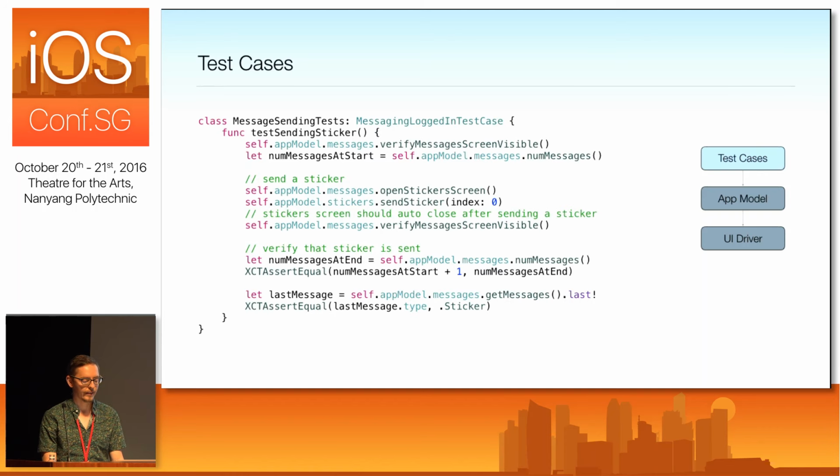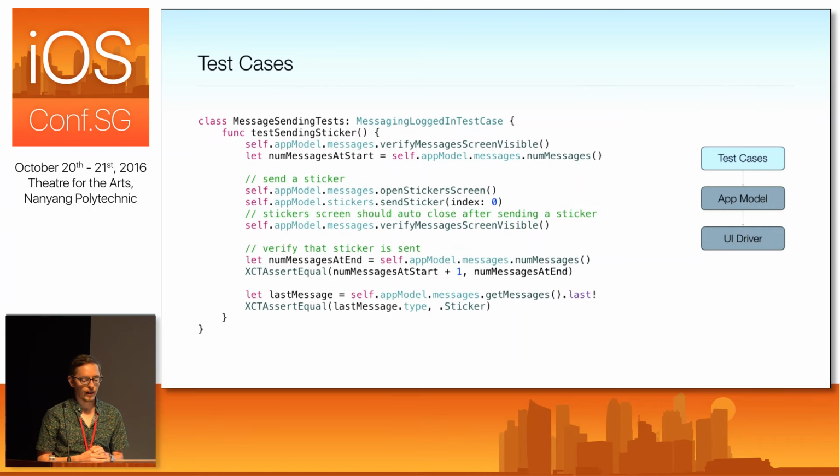So this is how a test case could look like. So imagine that you're testing a messaging app. In this messaging app, you log in, you end up on the messages screen, and there's a button to open up stickers and send a sticker. So we wanted to test sending a sticker. In this case, I inherit from a logged-in test case, which gives me a starting point where I am starting this test right after a login with my test user.